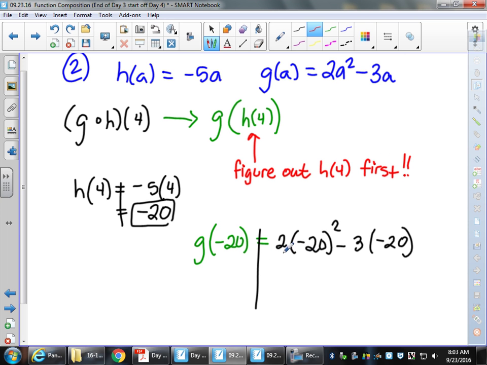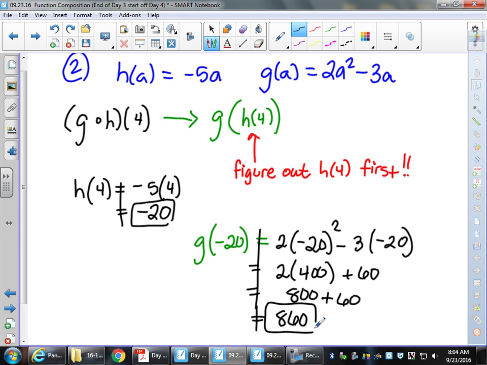So let's see. This 2, we're going to leave alone for a second. We're just going to look at the negative 20 squared. What's negative 20 squared? Yes. So the square only applies to what's inside. What are we getting as an answer? Me too. Good job.